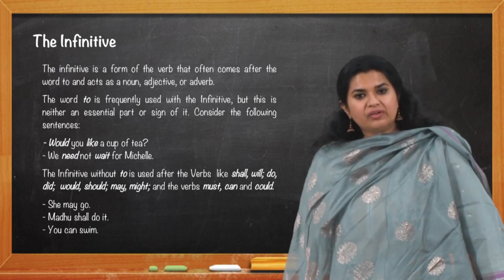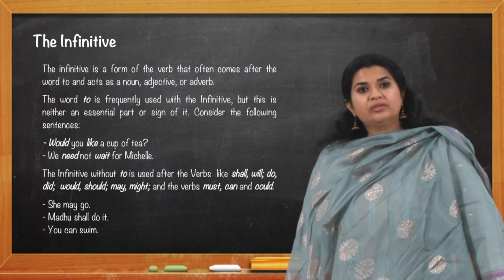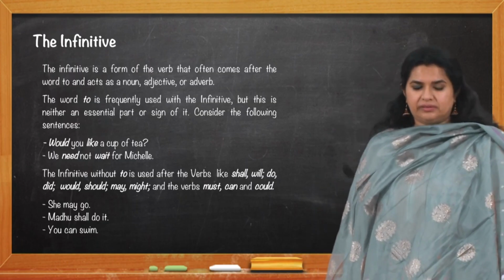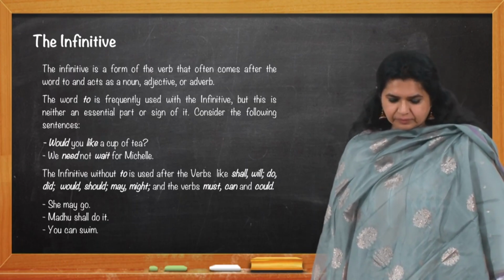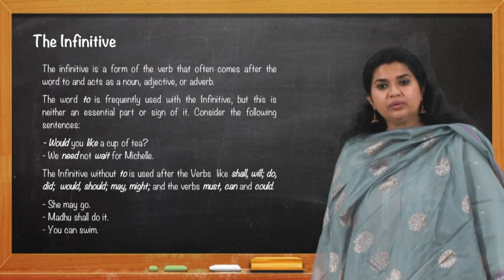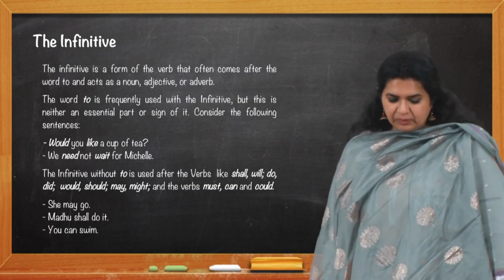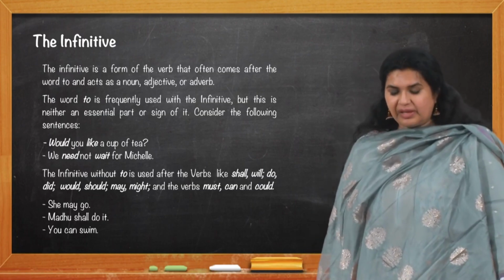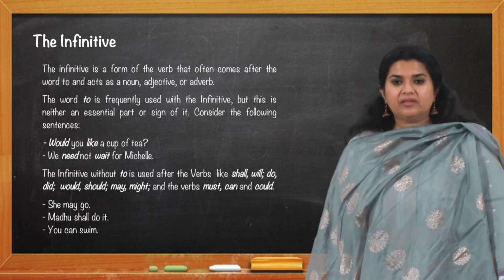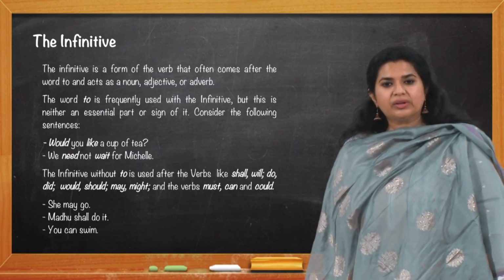For example, look at the following sentences. Would you like a cup of tea? Or would you like to have a cup of tea? We need not wait for Michelle. So, the word "to" is, remember, frequently used, but this is not an essential part or sign of it. The infinitive without "to" is used after verbs like shall, will, do, did, would, should, may, might, and the verbs must, can and could. So, she may go, Madhu shall do it, you can swim.